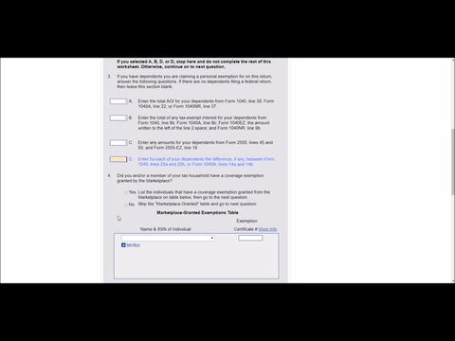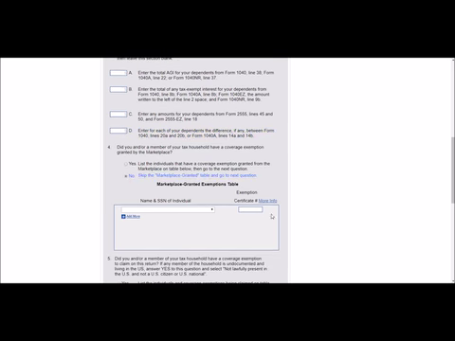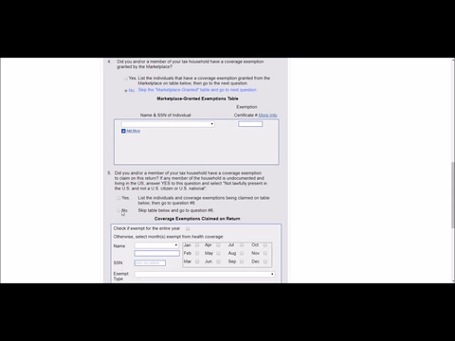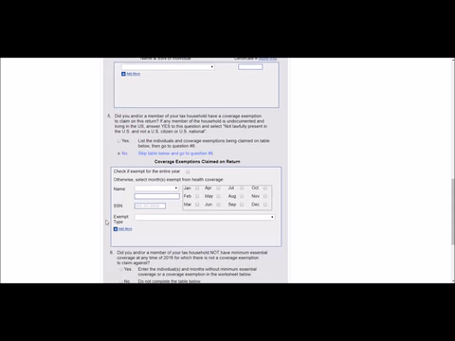If the taxpayer and/or a member of their tax household has a coverage exemption granted by the marketplace, answer yes. Select the individual and enter the certificate exemption number. If the taxpayer and/or a member of their tax household has a coverage exemption to claim, select yes. Select the individual, the months exempt, and the exemption type.